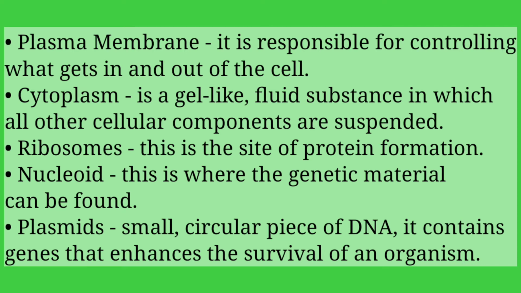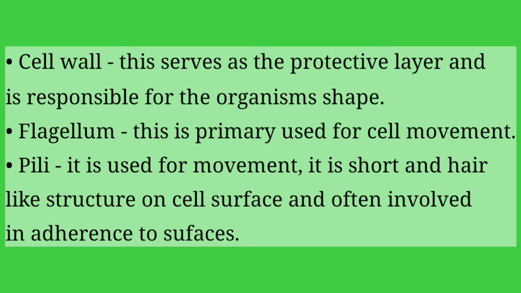Nucleoid. This is where the genetic material can be found. Plasmids. Small circular pieces of DNA. They contain genes that enhance the survival of an organism. Cell wall. This serves as the protective layer and is responsible for the organism's shape. Flagellum. This is primarily used for cell movement. Pili. It is a short, hair-like structure on the cell surface and is often involved in adherence to surfaces.